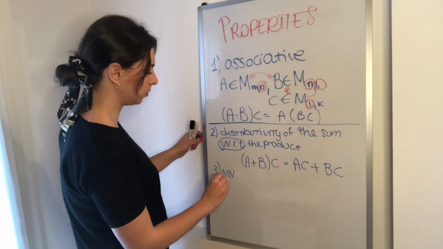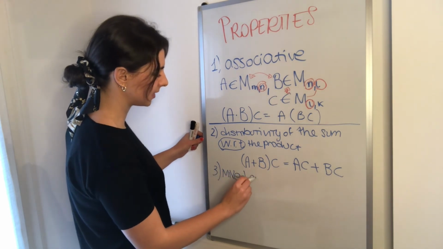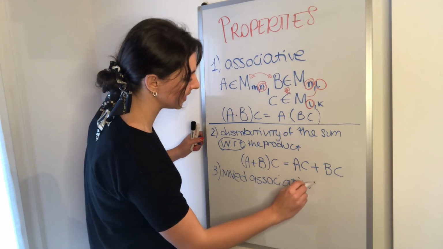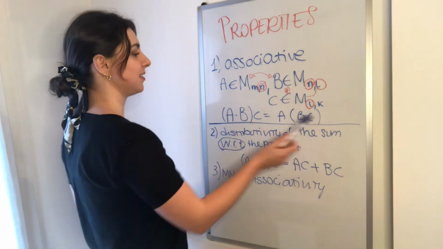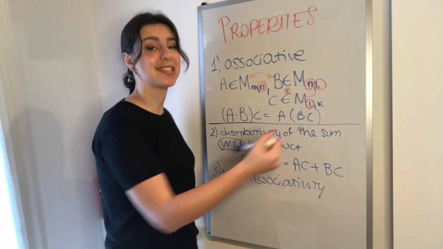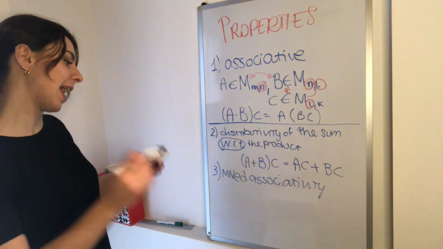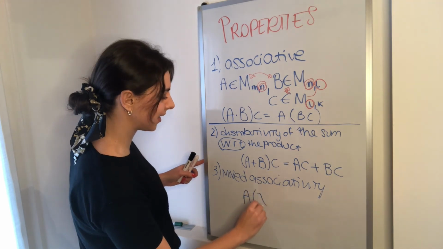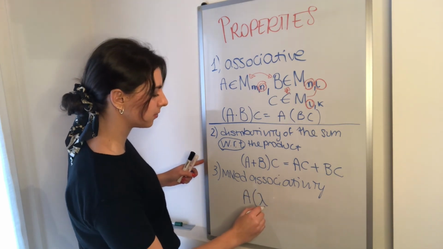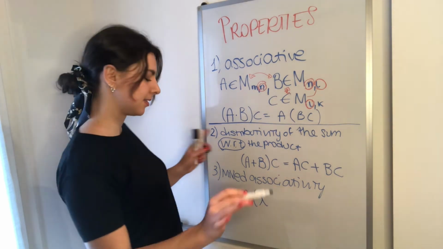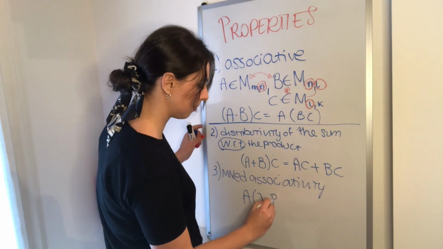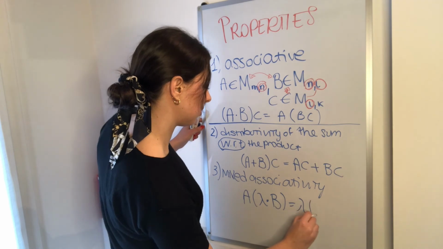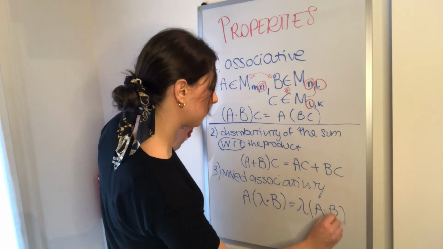Last one is mixed associativity. Again, consider this case, and we will have that A that multiplies a scalar, we can also use K, it's still a scalar, multiplies B is equal to A by B.